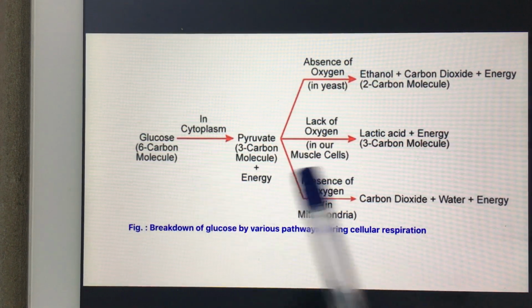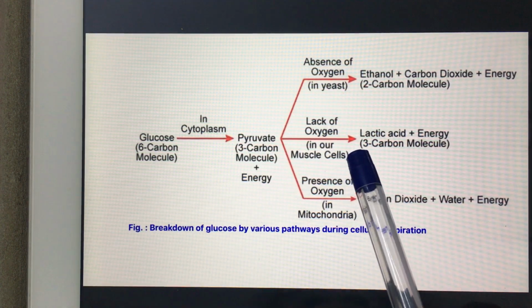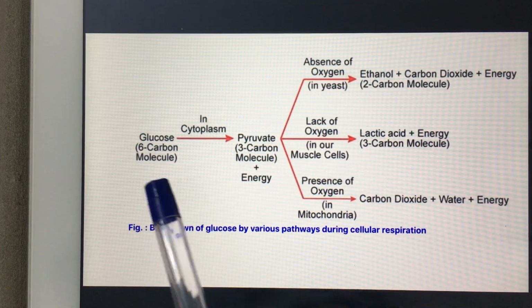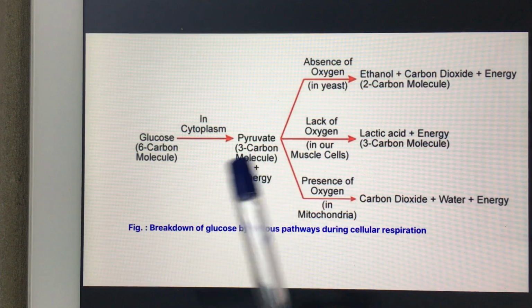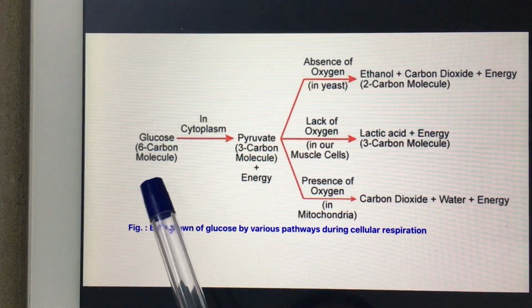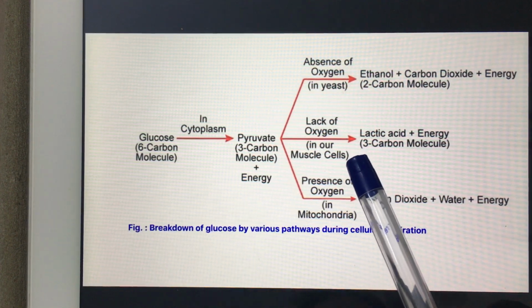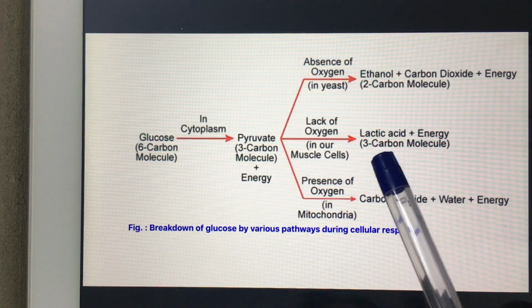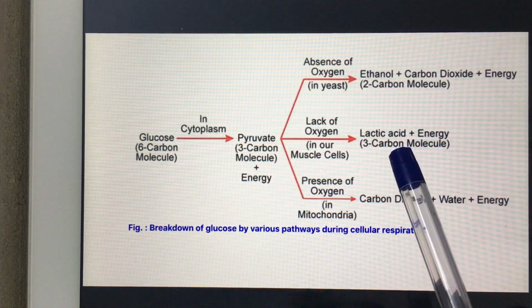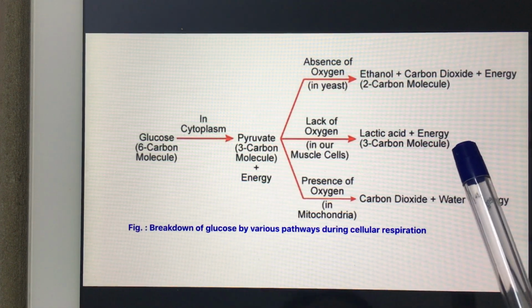The next is in the muscles, lactic acid fermentation takes place. Again, the first step is same, which takes place in the cytoplasm. Glucose converts to pyruvate, and in the lack of oxygen, when we do a lot of hard work, at that time this pyruvate converts to lactic acid and energy.